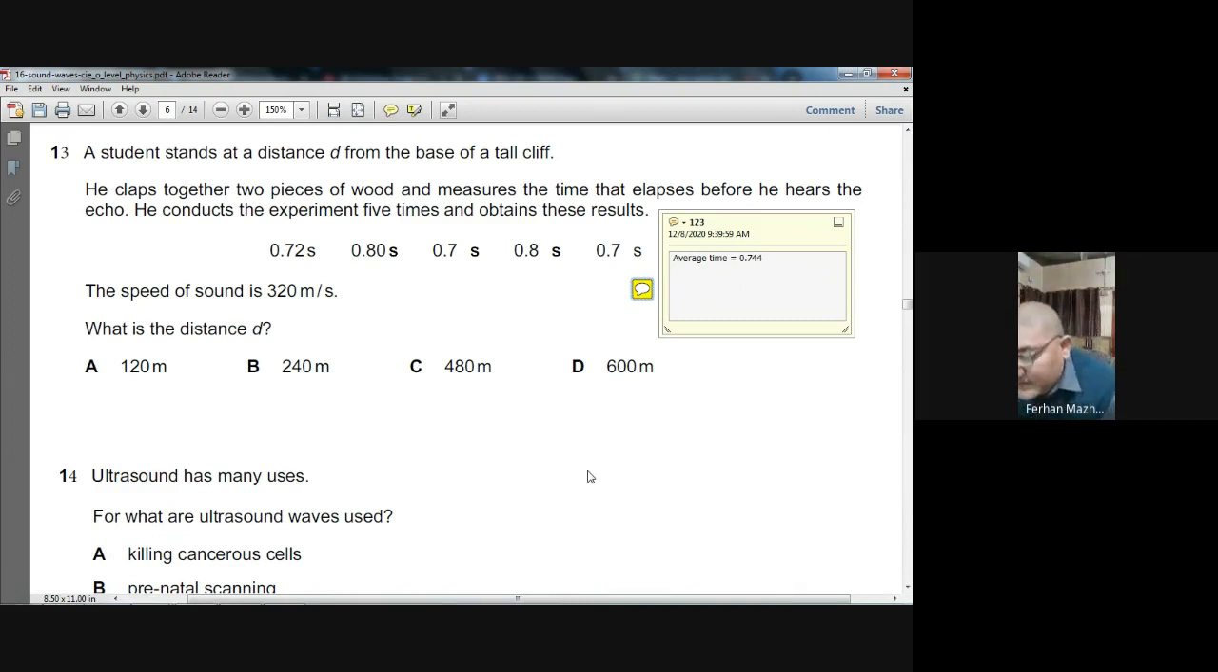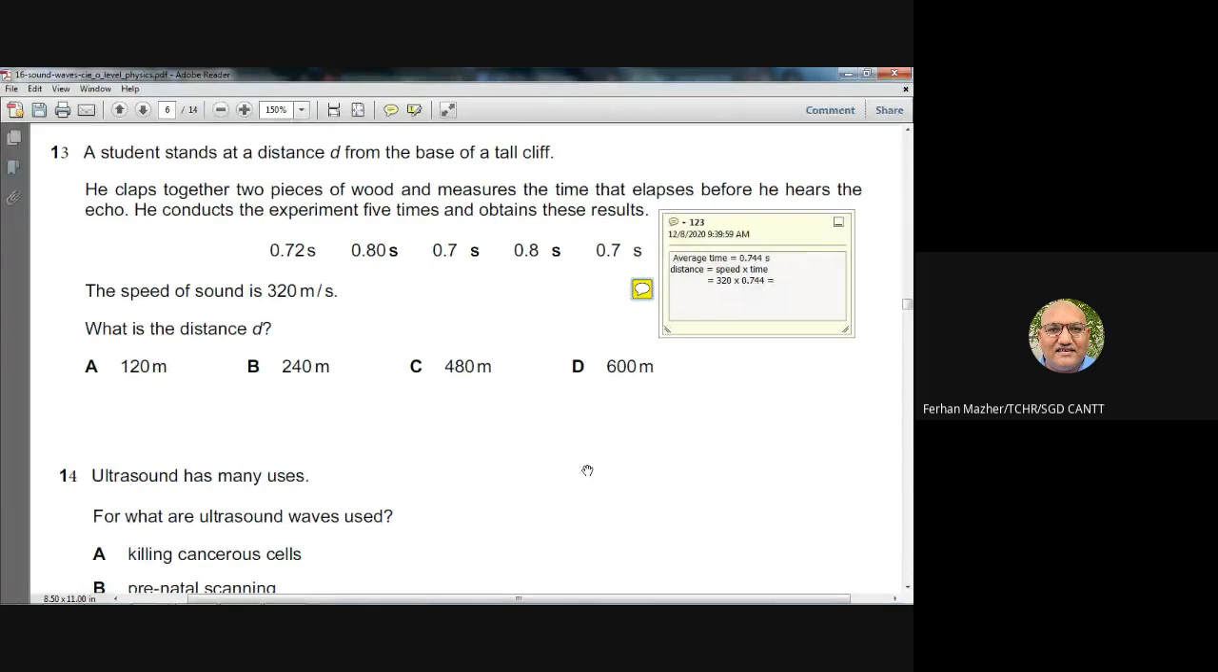seconds. Okay, and they have given us the speed of the sound. So the distance which the sound traveled will be equal to the speed of the sound multiplied by the time taken. The speed of the sound is 320 meters per second, multiplied by the time taken 0.744. Get me the answer. 320 multiplied by 0.744 equals 238 meters.